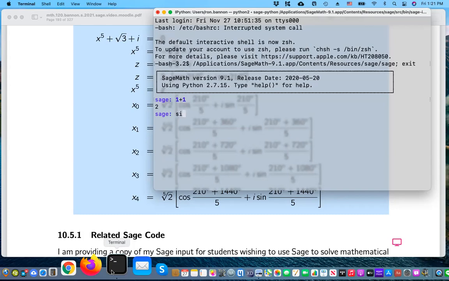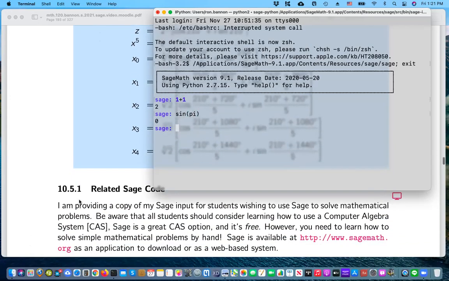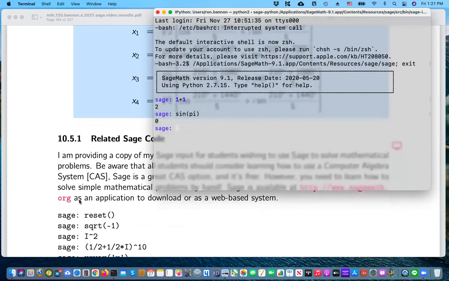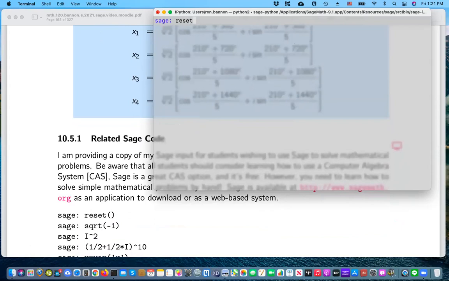All right. So yeah, simple things like sine of, let me do option pi, pi. If I did that, let's see what happens. Yeah, pretty simple computation, right? So let's go back to Sage, and I'm going to clear it first. I'm going to reset. I'm going to clear out the memory because I did a problem I don't remember doing.